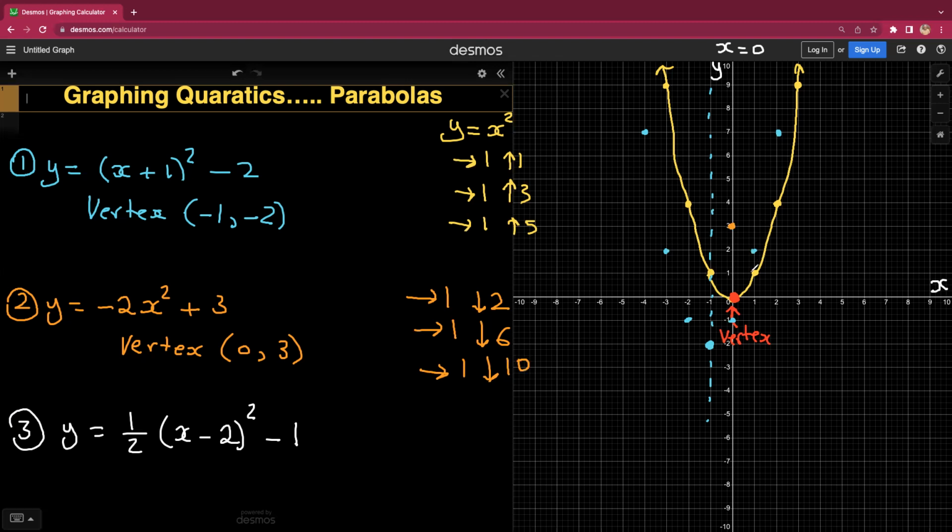So let's do it. Out 1, down 2. Out 1, down 6. 1, 2, 3, 4, 5, 6. And guess what? If I'm going to go out 1 and down 10, I'm not going to be able to fit this in our graph. So we're just going to get rid of this. And always teachers ask you to show at least 3 points on the graph. And that will give us enough points on the graph. So they say show 3 points on the graph, and that's what we're doing.